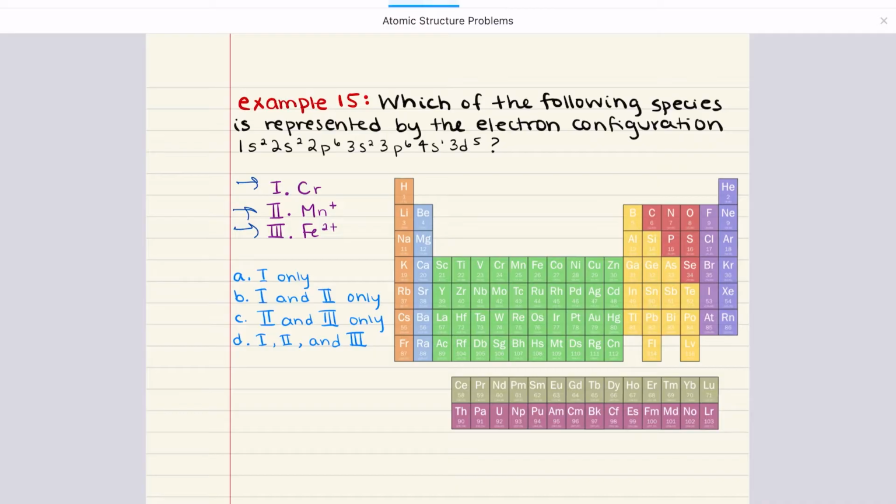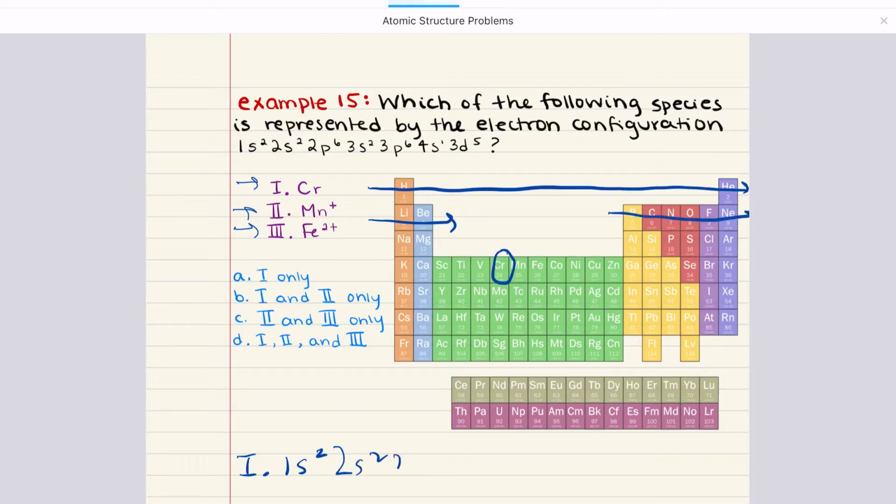So what we're going to first do is start off with chromium. Chromium here is neutral. It's not an ion. So let's figure out the electron configuration for chromium, which is right here on the periodic table. Let's read off the electron configuration from the periodic table. We have 1s2, 2s2, 2p6, 3s2, 3p6, 4s2, and then 3d, 1, 2, 3, and 4, 3d4.